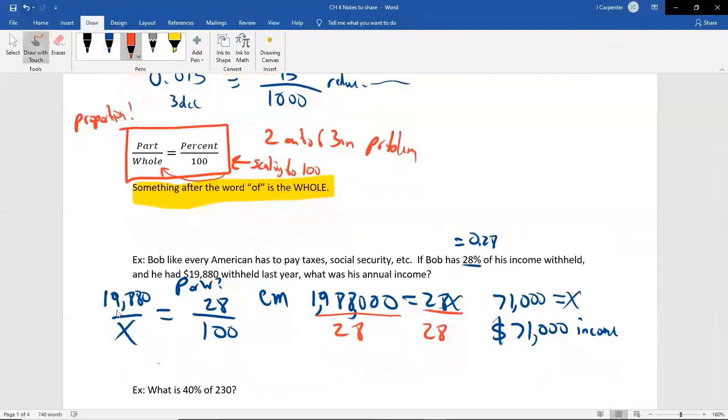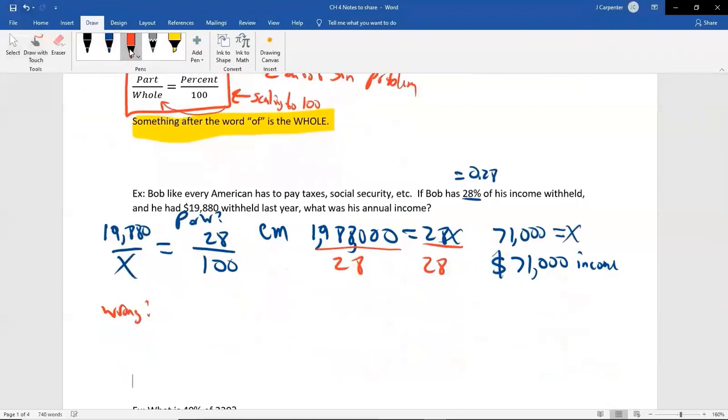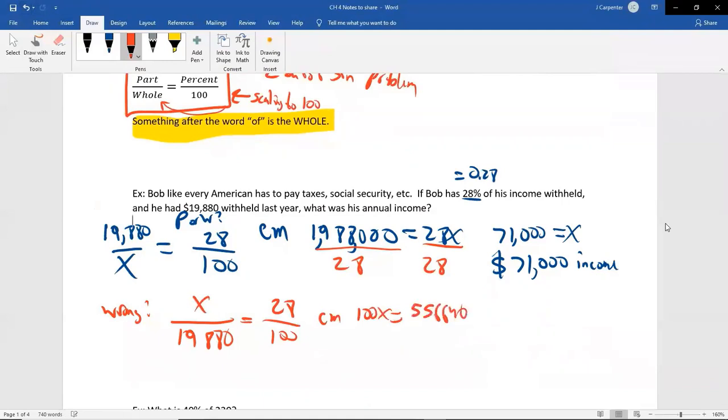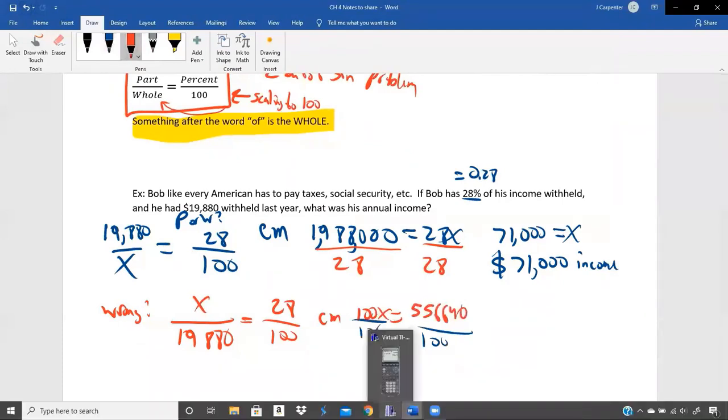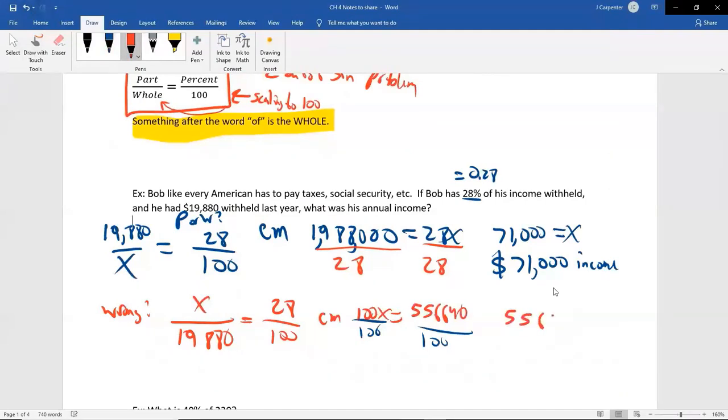So if I had done this wrong, if I had said the 19,880 was the whole for some reason, I'm just not thinking, I'm not paying attention, I'm doing things quick, I'm talking to other people at the same time, whatever, and I got everything else right, and you put your x there. When you cross multiply, you're going to get 100x is equal to the 28 times the 19,880. I'm going to go ahead and just write that. 28 times 19,880 is 556,640. Then we'll divide both sides by 100. Again, this is wrong. Divide by 100, and we get 5,566.40, since that's our money income.